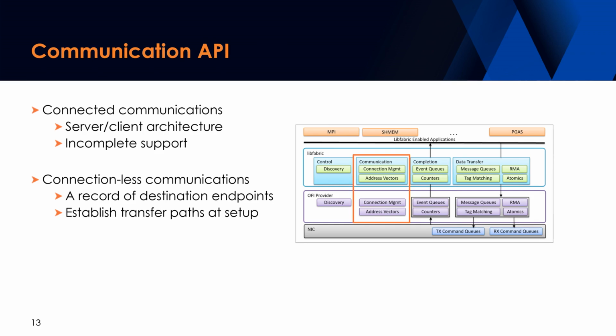And for the communication API, you can use it in a standard way, like a WebSocket, where it is connected communication, or connectionless, where you establish a record of the destination and then you just write to it. The second peer doesn't need to be involved at all.